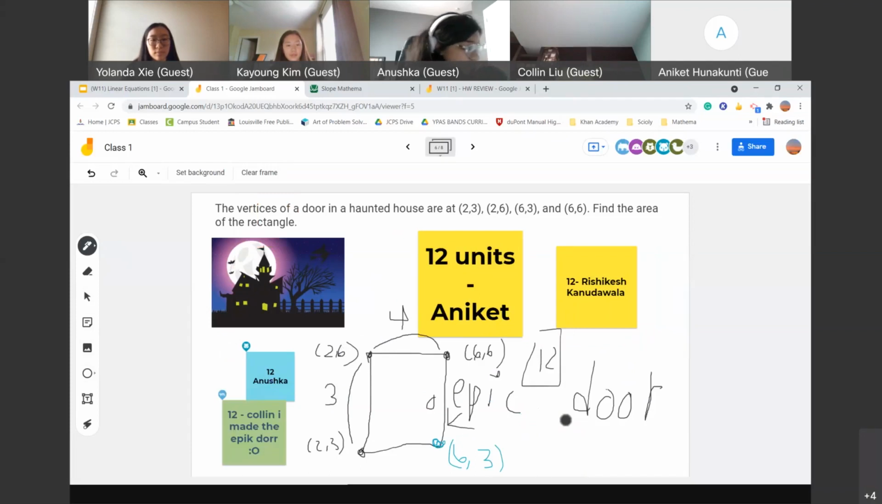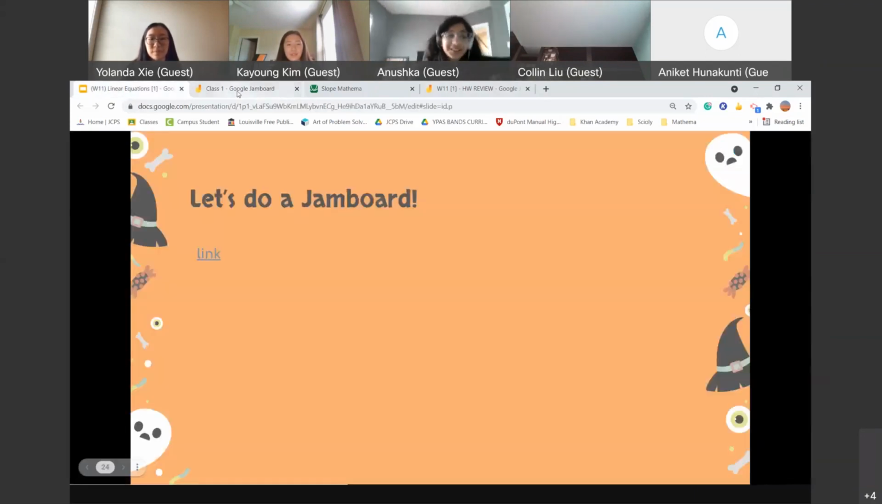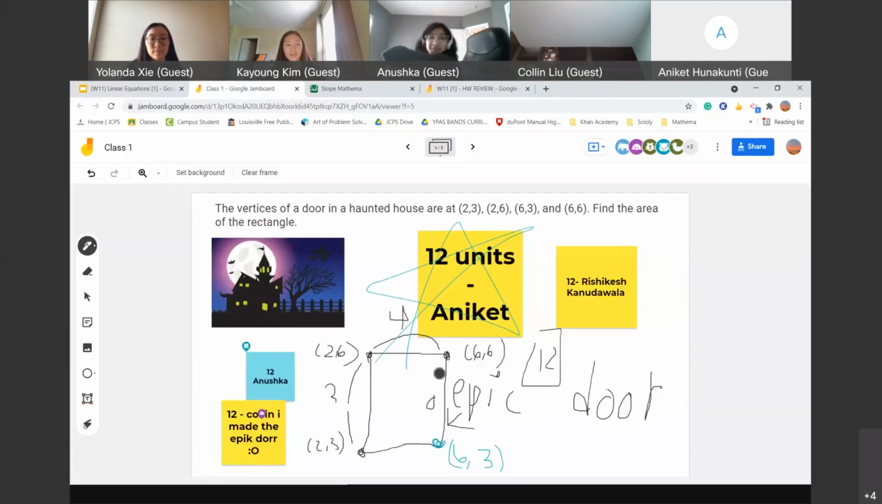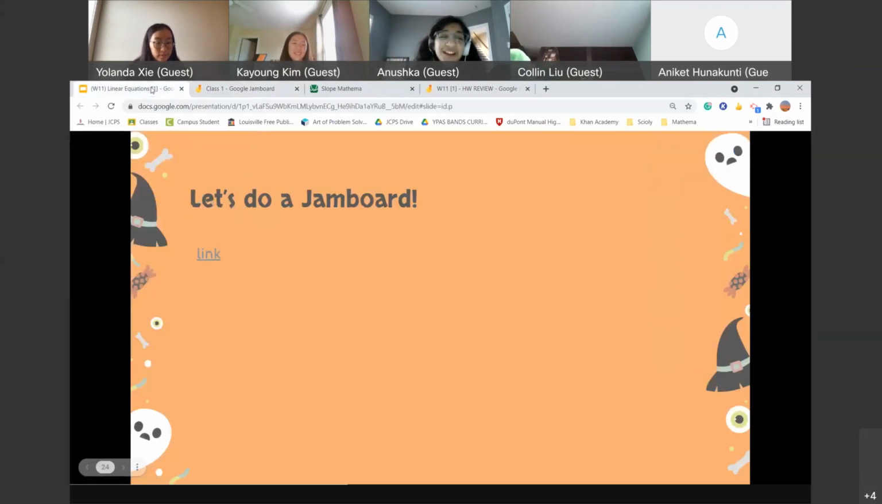You made the epic door? The epic door. Nice. Alright, let's go. What epic door? I'm confused. It's a door on the Jamboard. The drawing. It's the epic door. But why a door? I don't know. Who knows? It's a rectangle.